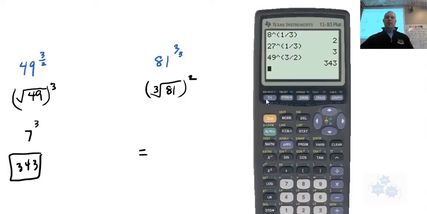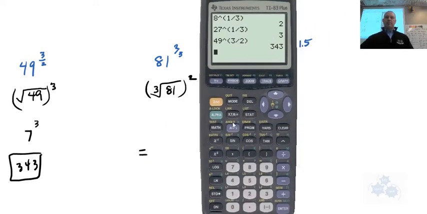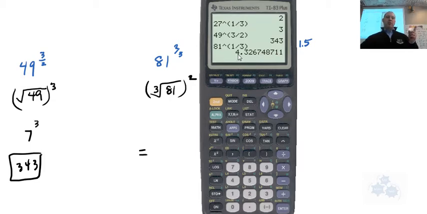So what's the cube root of 81? You might have to do that in your calculator. How do we do that? Oh, 81 to the power of 1 over 3 is 4.326. Okay? Well, let's think about that. 4 cubed is 64. 5 cubed is 125. 81 is in between that.